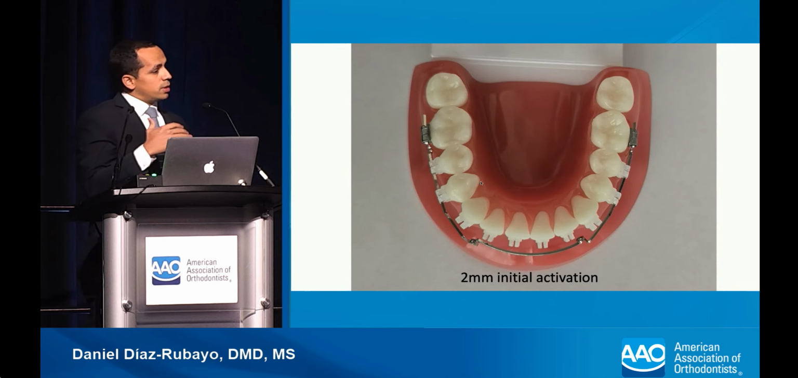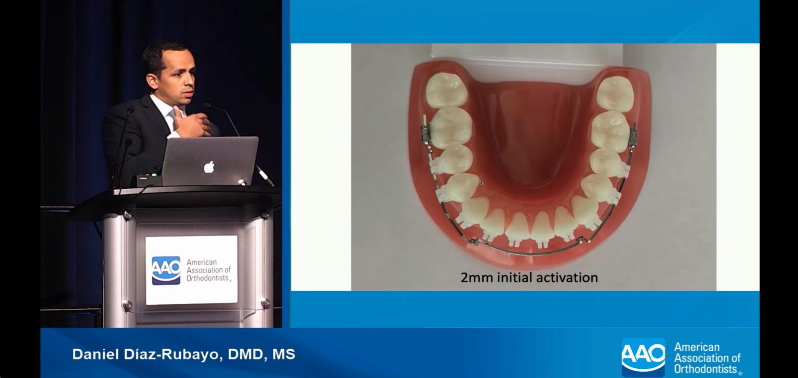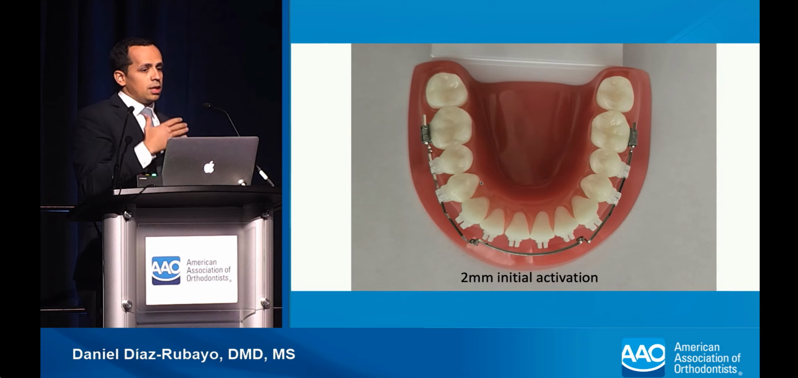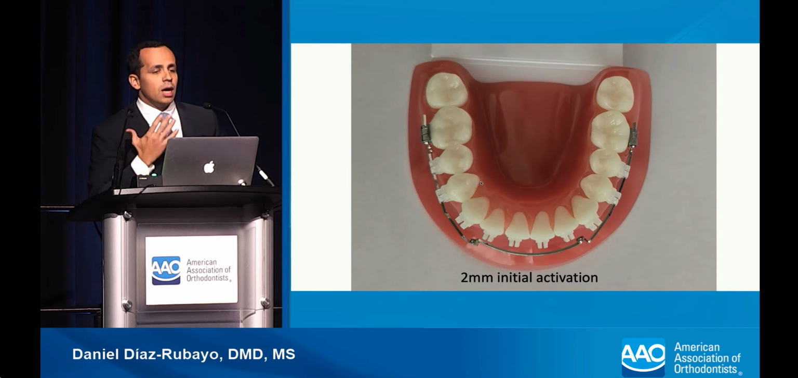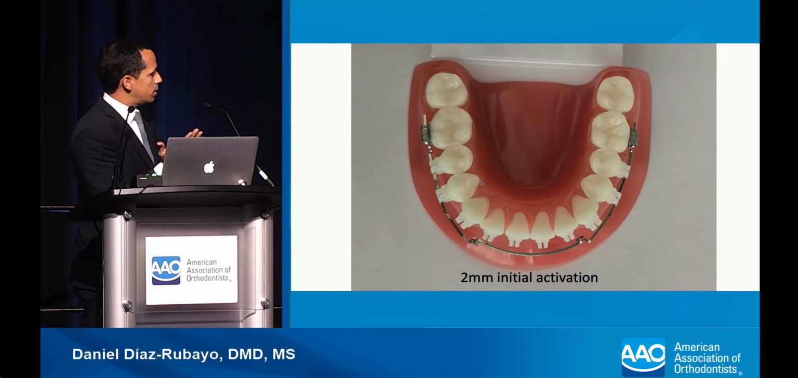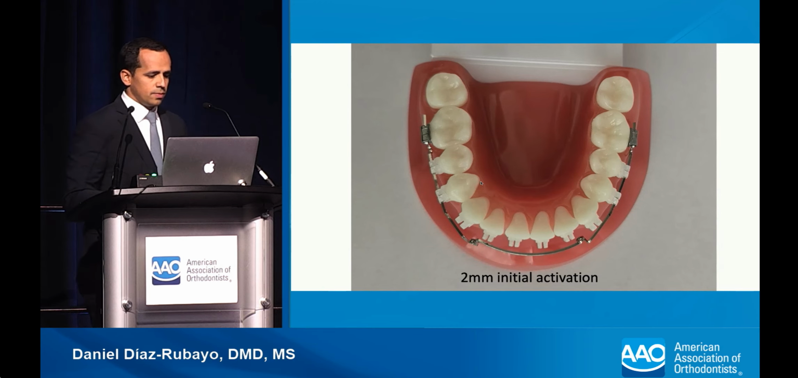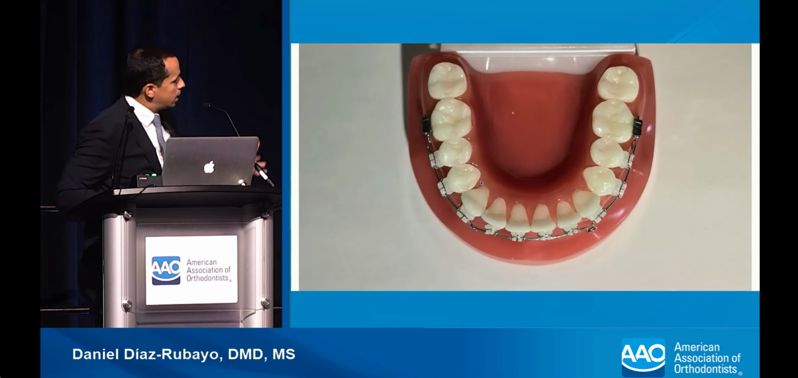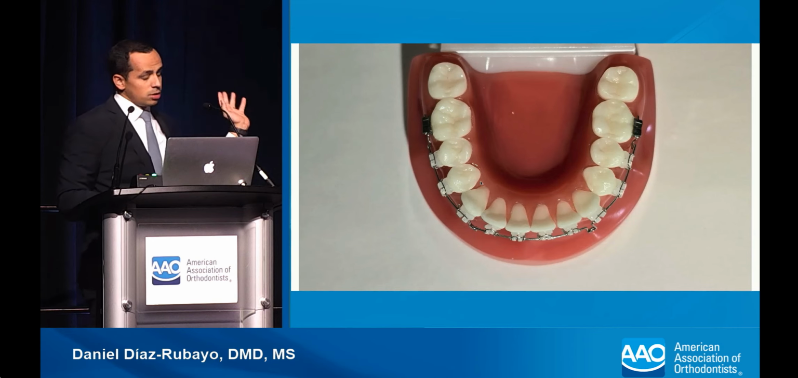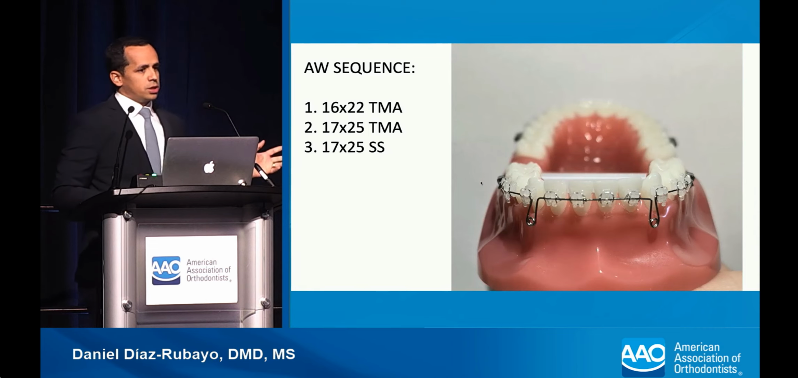The important thing about that labial root torque is that if we didn't put any torque, the teeth would procline, okay? Pure proclination. And that labial root torque helps us achieve a more bodily movement. So there might be some initial proclination that we see, but as we go through the wires, we're going to increase that torque and we're going to get more bodily movement in the end. So we first tie up the buccal segments and then the anterior incisors, okay?